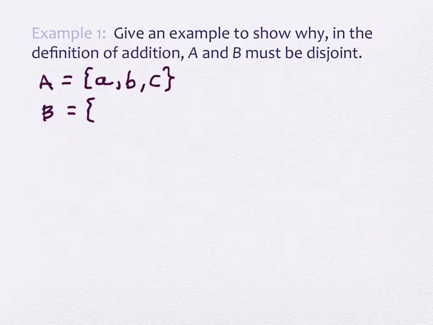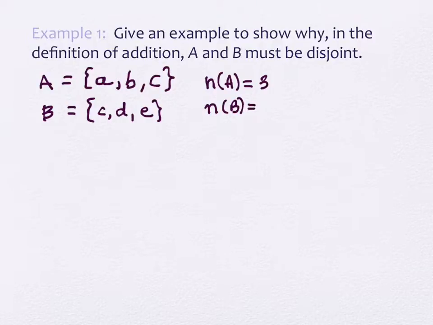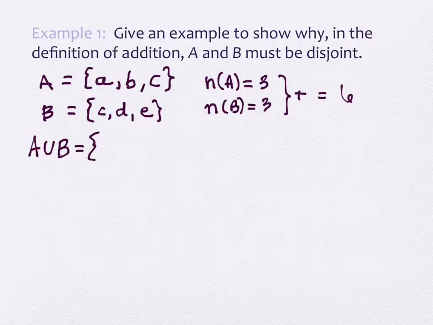All right, what about set B? C, D, and E. Okay, c, d, and e. So they have something in common, right? Yes. All right, so what is the number of items in set A? 3. What is the number of items in set B? 3. And if we add these together, what do we get? 6. Okay, coming back over here now. What is A union B? You guys just did a test where you did unions for me. What is A union B here?